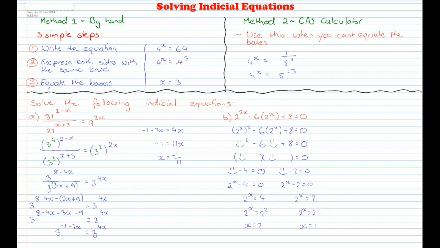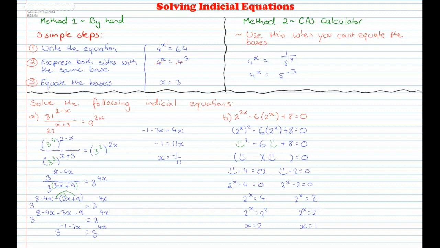Now when I do that, I need to put the negative to both the powers there, that you can see. So I get 8 minus 4x, subtract 3x, and subtract 9. So you get 3 to the power of 8 minus 4x minus 3x minus 9 is equal to 3 to the power of 4x. So now what I need to do is go through and collect like terms.